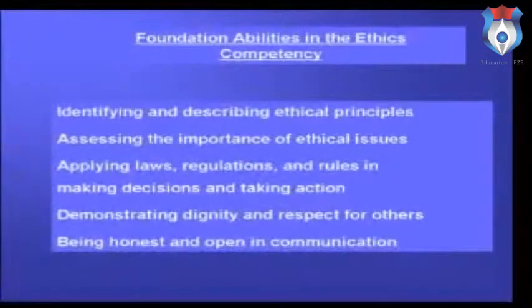Our next competency is ethics competency. Ethics competency is our overall ability to incorporate values and principles that distinguish right from wrong in making decisions and choosing behaviors. Foundation abilities in ethics competency: identifying and describing ethical principles, assessing the importance of ethical issues, applying laws, regulations, and rules in making decisions, taking action, demonstrating dignity and respect for others, and being honest and open in communication.